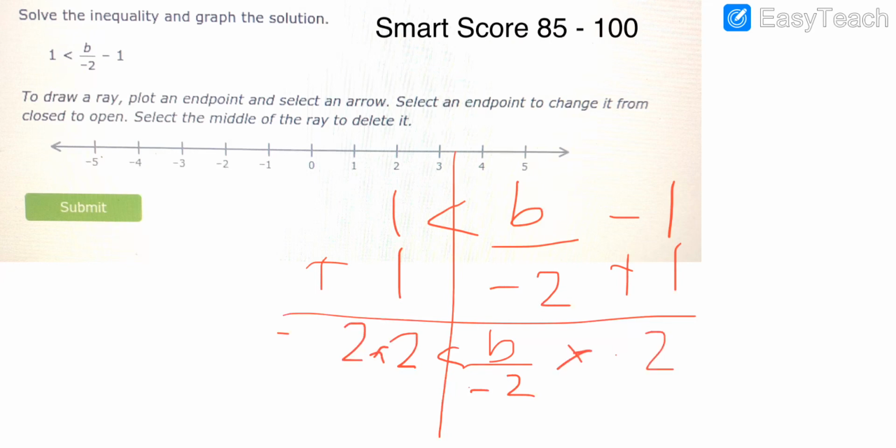Remember, here's that piece where we multiply or divide by a negative number. We have to flip our sign. So in this case, b is actually less than negative 4. And remember to always read from your variable. b is less than negative 4. So I want to draw my circle at negative 4, and I want to go to the left for less than.